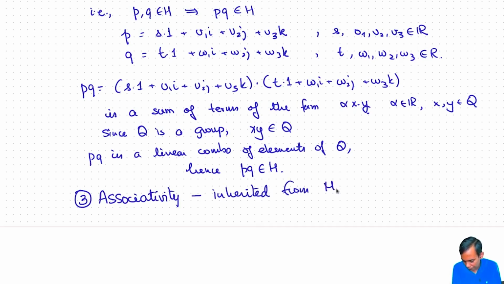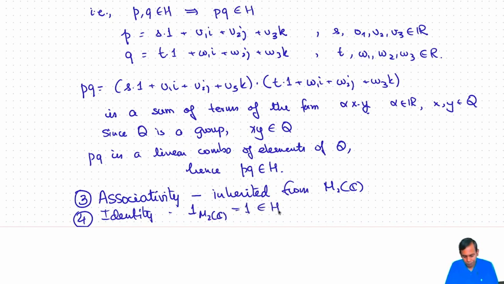from M2C. It holds in M2C, and we're using the same addition and multiplication, so it must hold in H. And finally, the last axiom was the identity axiom, and that's also true because indeed 1 of M2C is 1, which belongs to H. So rather, not identity, I want to call this unitality, right? So we can conclude that H is indeed a unital ring, or what we just call a ring.